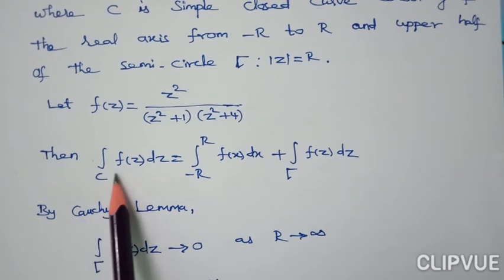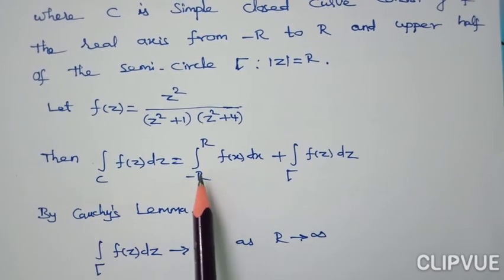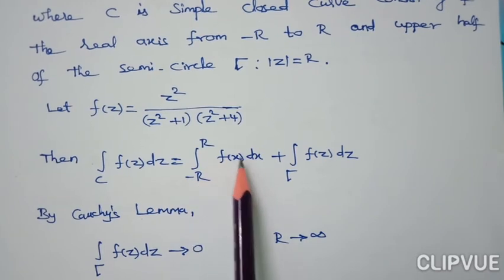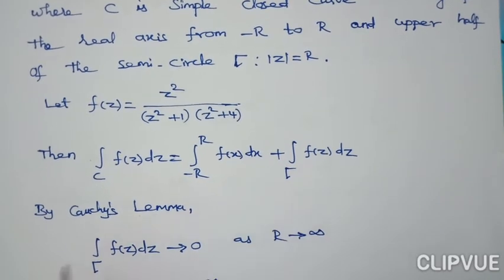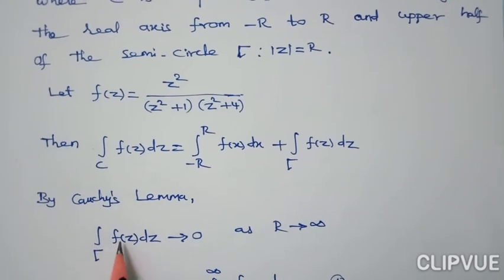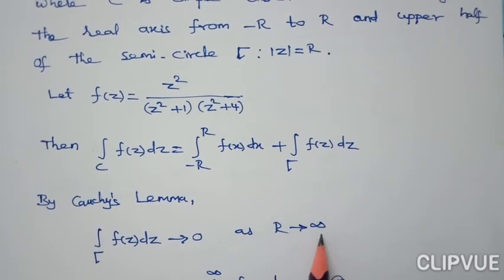Now the integral over C of f of z dz is equal to, this C consists of two parts. One is the real axis from minus r to plus r of f of x dx, and the curve gamma f of z dz. Now by Cauchy's lemma, this integral becomes 0 when r tends to infinity.